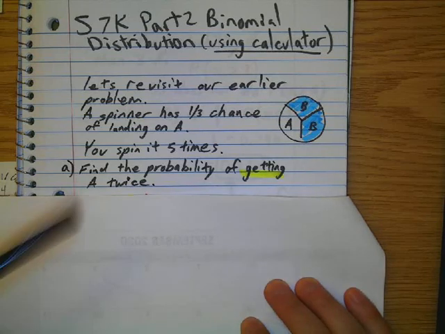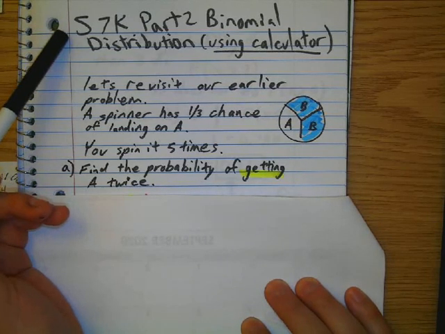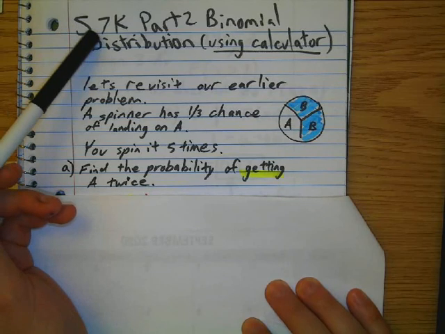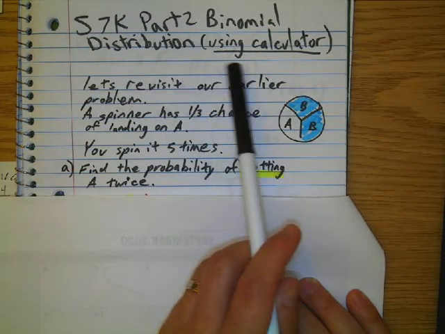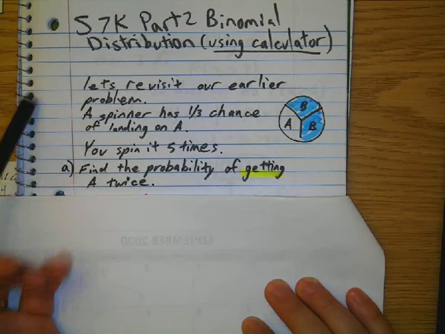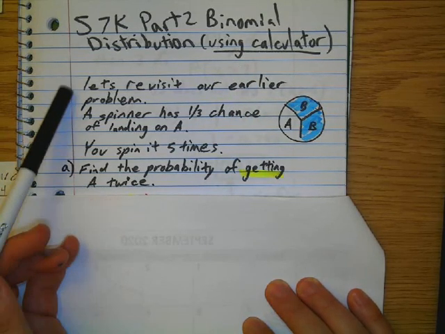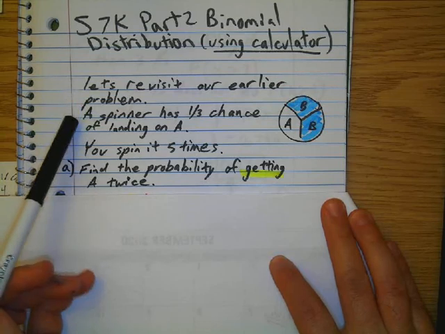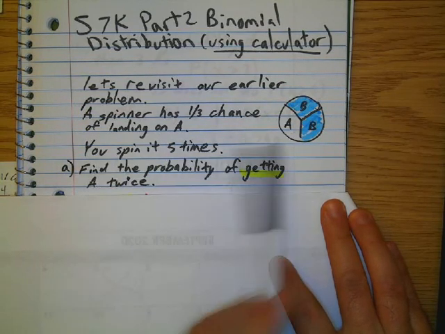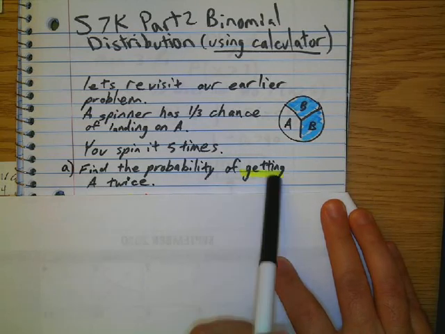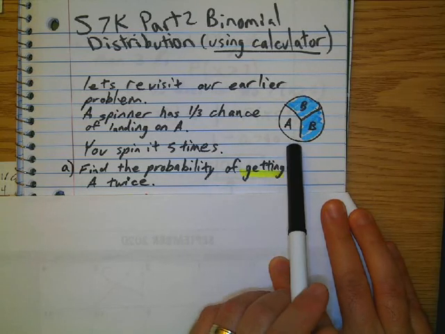Okay, let's revisit standard level chapter 7K part 2, binomial distribution using a calculator. So let's revisit the earlier question that we had where we've got a spinner and we've got a third chance of landing on A. You're going to spin it 5 times, and what is the probability that you're going to land on A twice?